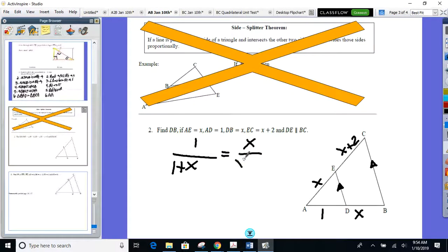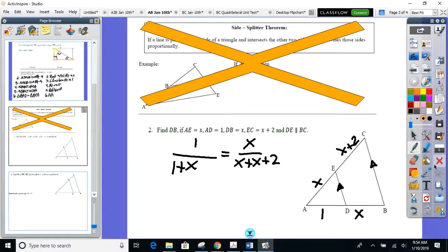Also, take a look up here. I see this a lot every year, and I don't know where it comes from, but it messes with people's minds. Don't write that, because then they go to cross multiply and wonder what to do. Simplify it before you cross multiply it. Thank you, Caleb. 6x, 2x plus 2.